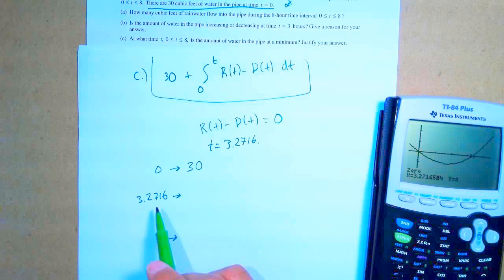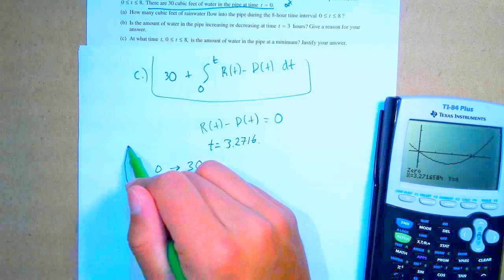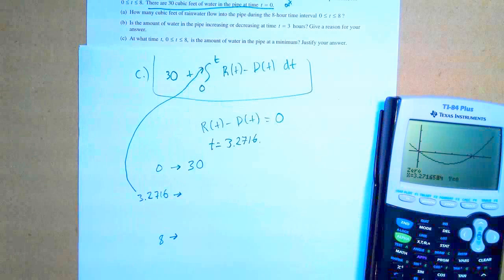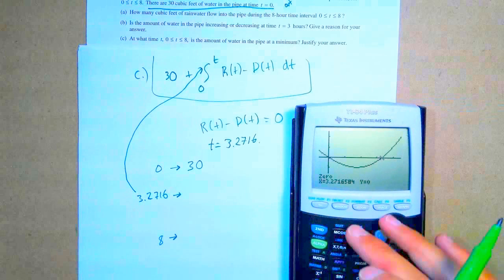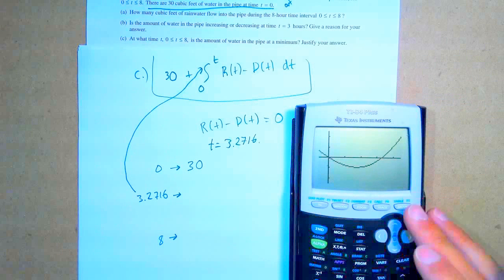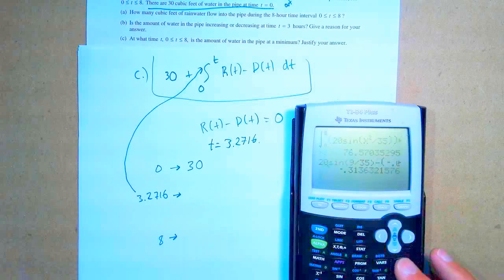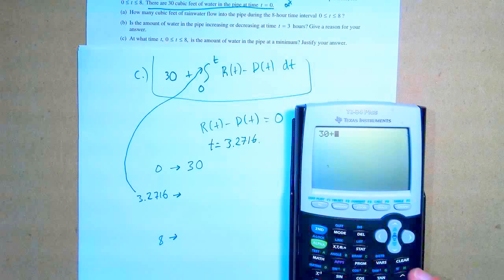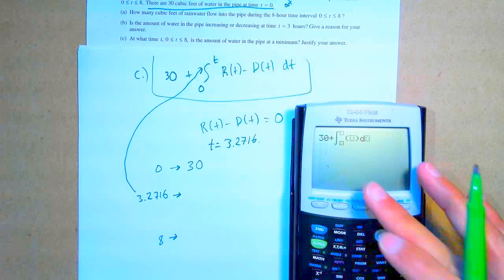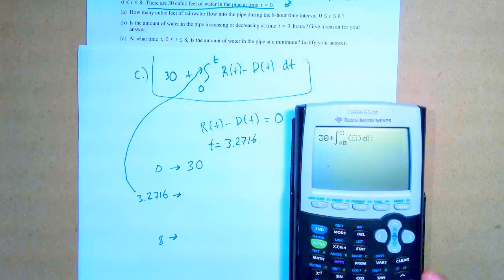Well, you're going to figure out this amount. So to find the final amount at 3.2716, you're going to plug this into this t. So that's when you grab your calculator again. What you're going to do is put 30, because that's the original amount, plus math number 9 again, which is your integral. And you're going to type in 0 to what number? 3.2716. And then type in R of t minus D of t.